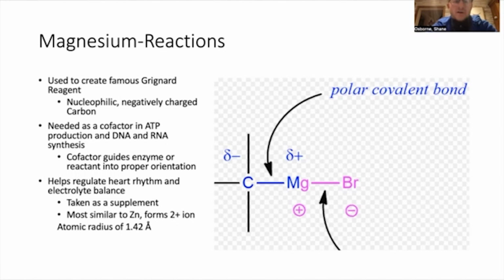It's used as a cofactor in the production of ATP and the synthesis of DNA and RNA. A cofactor will guide enzymes or reactants into proper orientation in biological systems to allow proper binding to occur and the reaction to progress. It also helps regulate heart rhythm and electrolyte balance in biological organisms, and is taken as an over-the-counter supplement. And it is most similar to zinc, because zinc also forms 2+ ions, and their atomic radii are quite similar, with zinc being 1.42 angstroms.